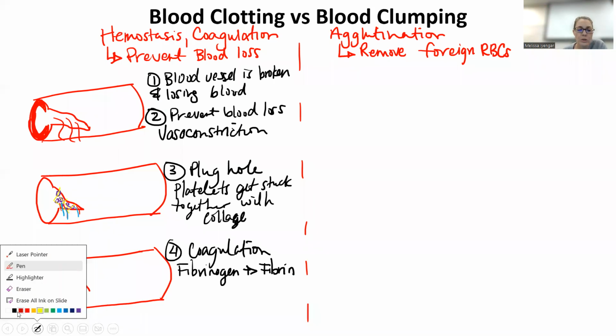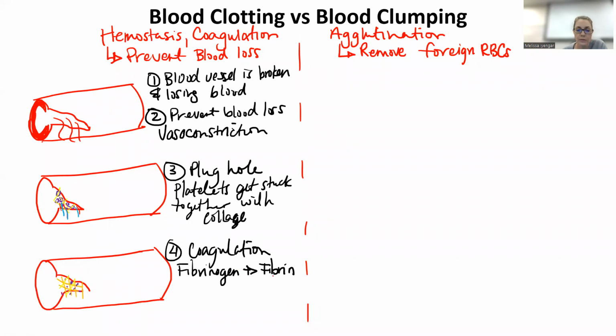And then because you create the fibrin, essentially what ends up happening is you end up plugging this hole up even more because of red blood cells and because of more platelets and because of white blood cells. So now all the formed elements are going to end up blocking the hole.